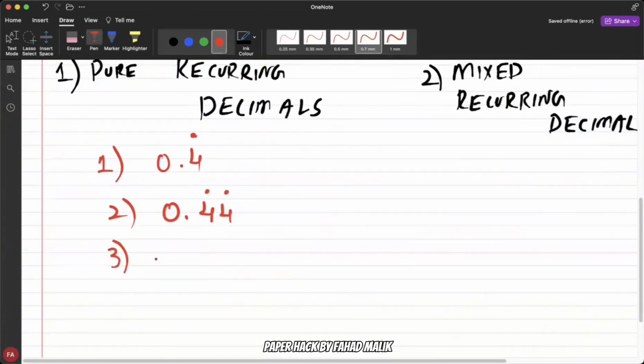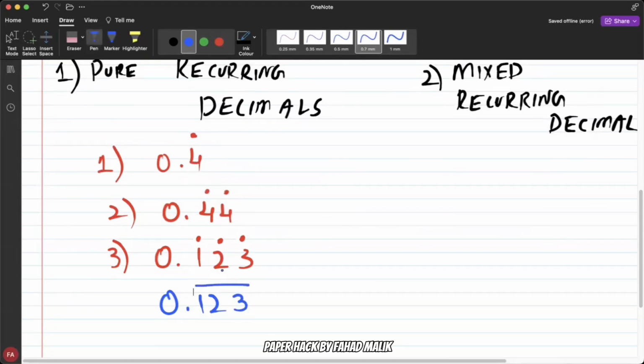I might as well have something like this, 0.123 dot. Again, I can express this with a dot, or I might write this down as 123 and then a line on top of it. They both have the same meaning, so it doesn't really matter.